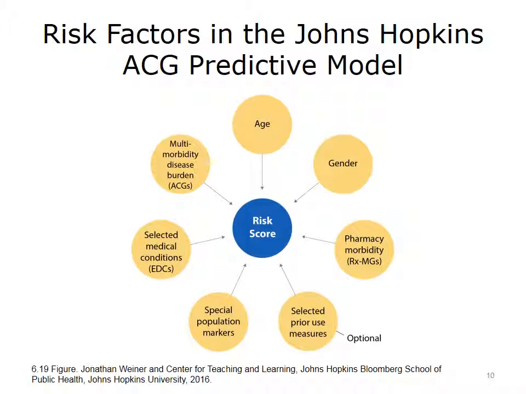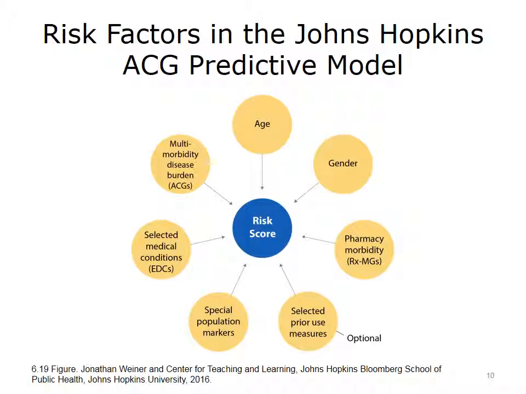To develop a score to help forecast future use, the ACG methodology includes a variety of risk information derived from within the method's various disease and pharmacy categorizations. These are arrayed on this slide. We're not going to go into great detail here, but you can learn more if you wish. For ACGs and other models, one may choose to use prior use measures as a risk factor. For example, was the person hospitalized in some past period?